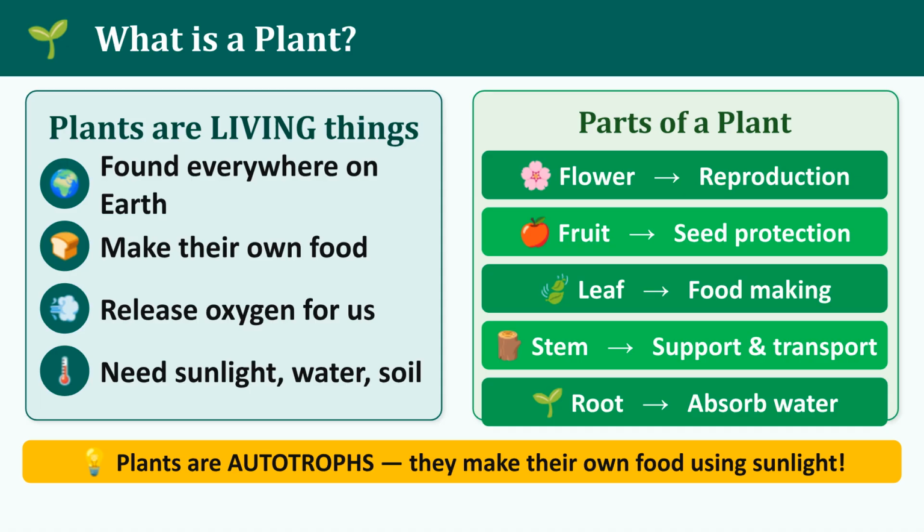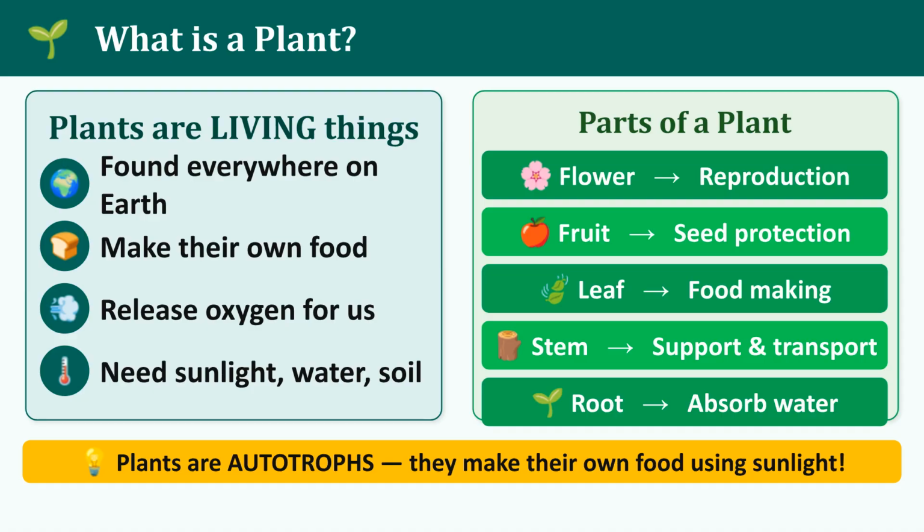Let's start with a simple question. What is a plant? A plant is a living organism. Like all living things, plants grow, breathe, reproduce, and respond to their surroundings. Plants are found almost everywhere on Earth, from hot deserts to snowy mountains, from forests to our own gardens.